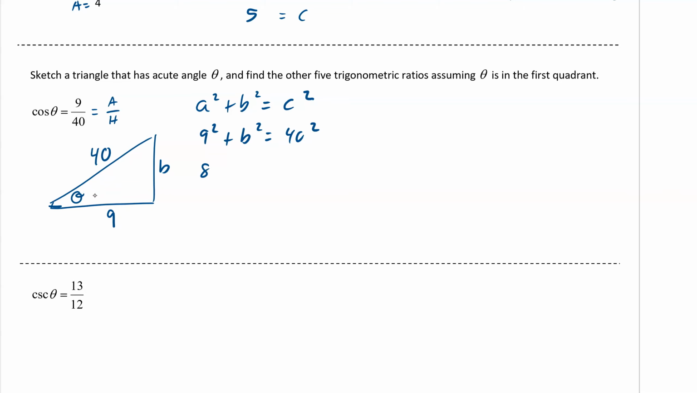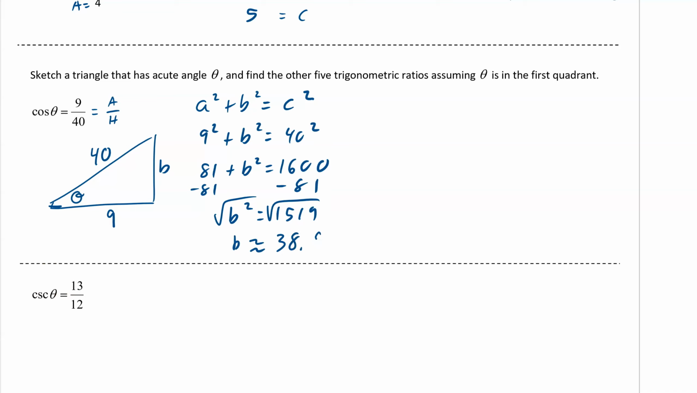And then this is 81. This is 1600. And this equals 1519, square root, and so b is approximately 38.97. Now we want to find exact values as well here. So b equals the square root of 1519.